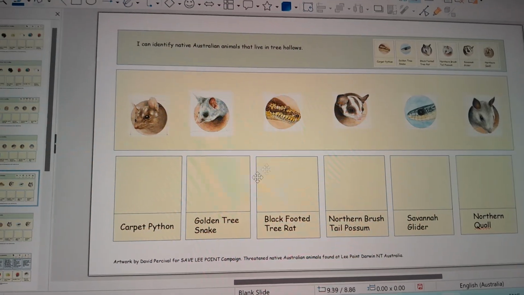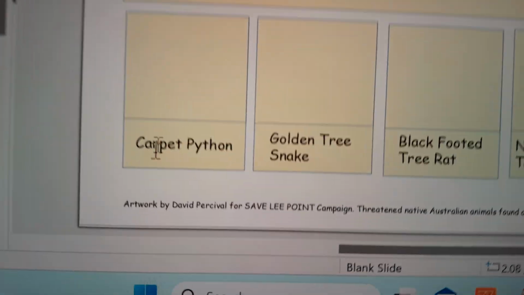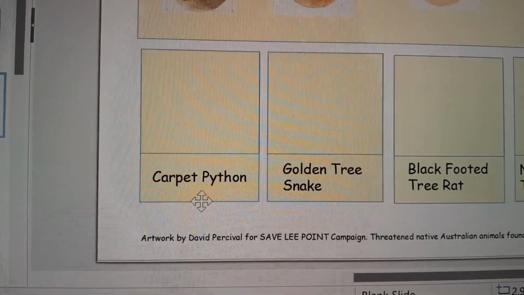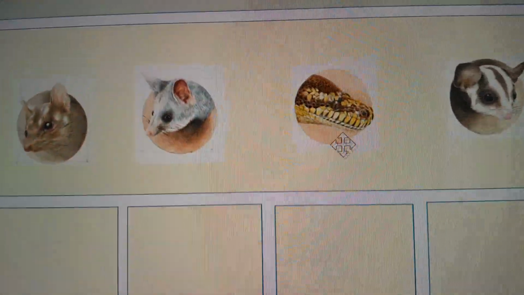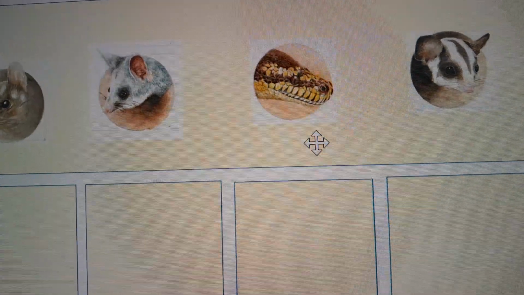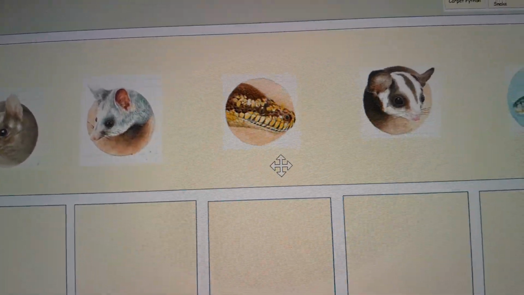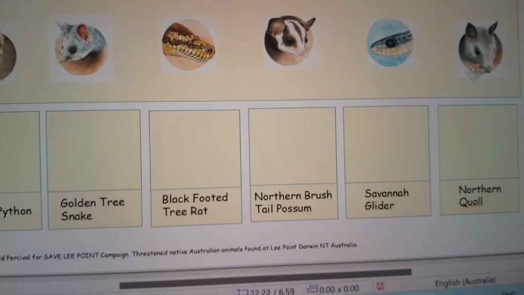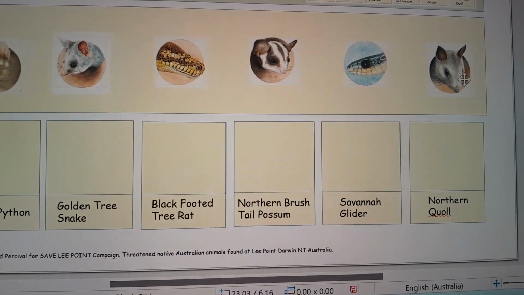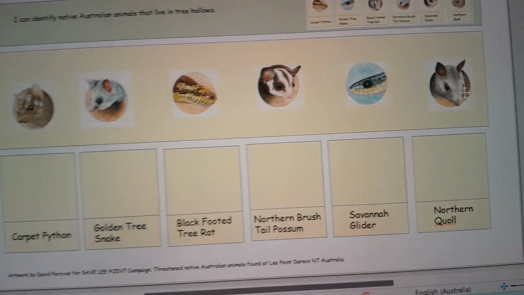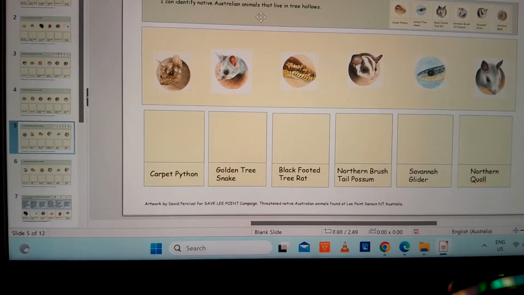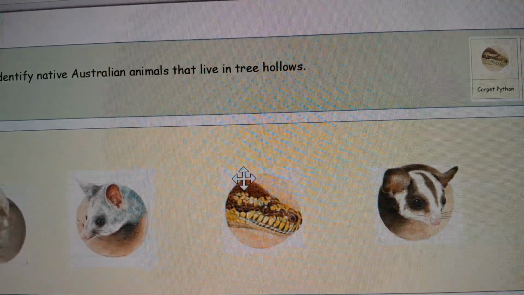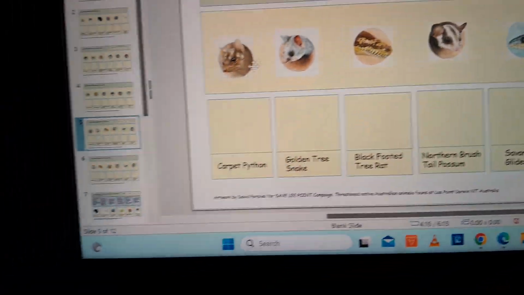Another thing you can do is talk about the name. So, oh right, carpet python. Python, carpet. Well, look, this snake looks like it has a carpet on it, actually, like a design. So perhaps that's the carpet python. So talking about the names gives clues as to what animal it might be. Now, the key word here is tree hollows. Later on, we will look at what that actually means, okay?